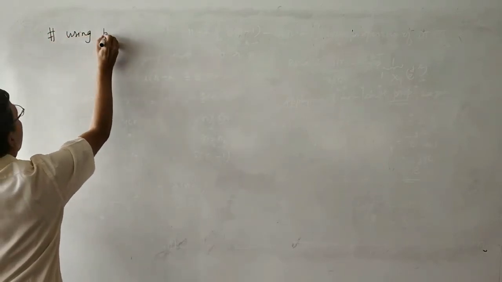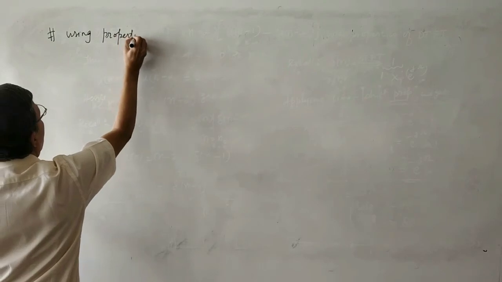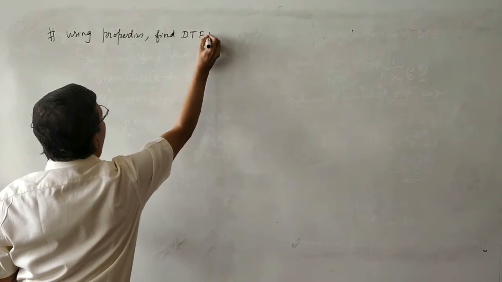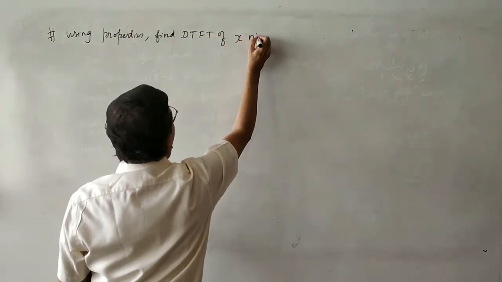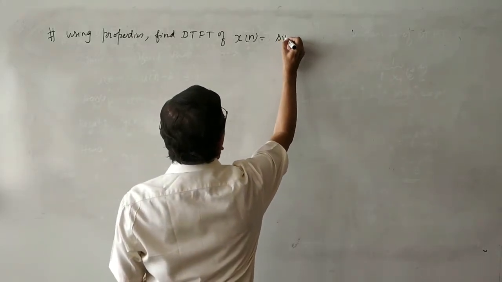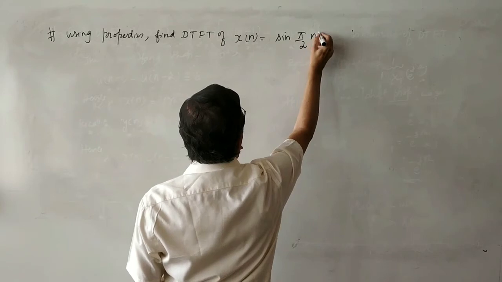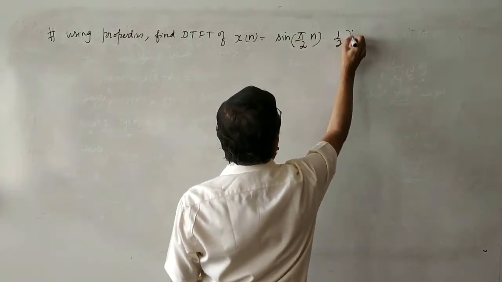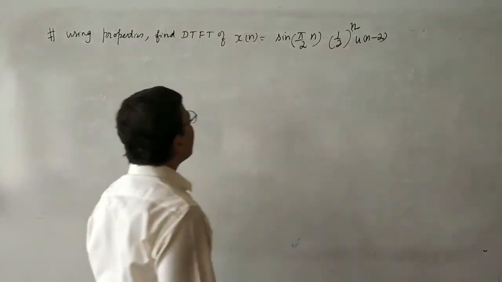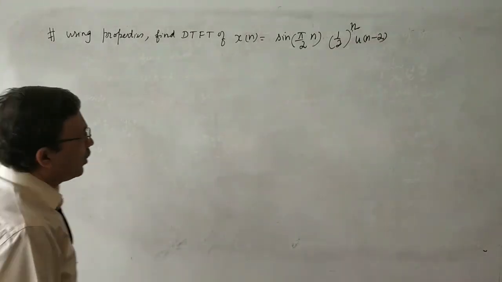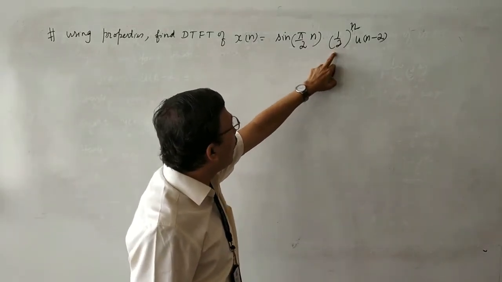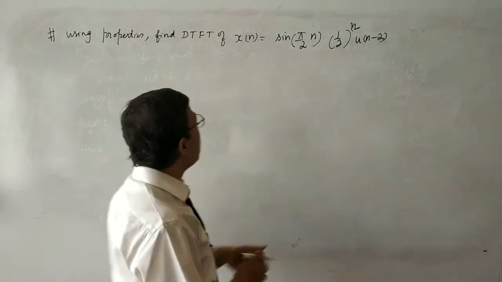Using properties, find the DTFT of x of n equal to sine pi by 2 into n into half to the power n u of n minus 2. Very important problem. So what is the quantity inside the brackets of u of n minus 2? Therefore the power of half also should be made n minus 2 by simple manipulation.